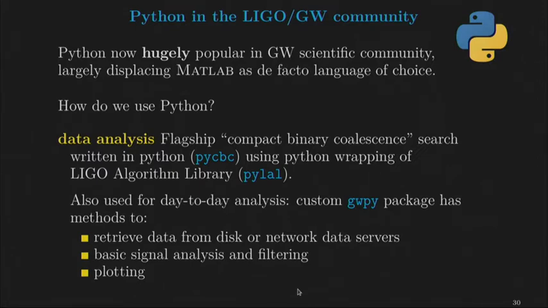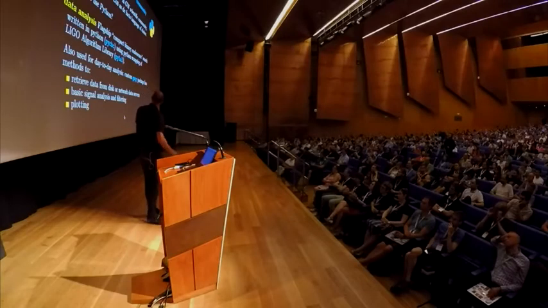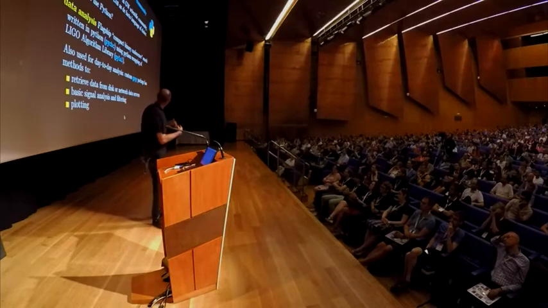So for data analysis, our flagship search, the search that looks for compact binary coalescence. Compact means very compact stars, black holes, neutron stars. Binary is obviously two stars, and coalescing is that process where they spin together and merge. So for searches for those types of events, we use a pipeline called PyCBC.